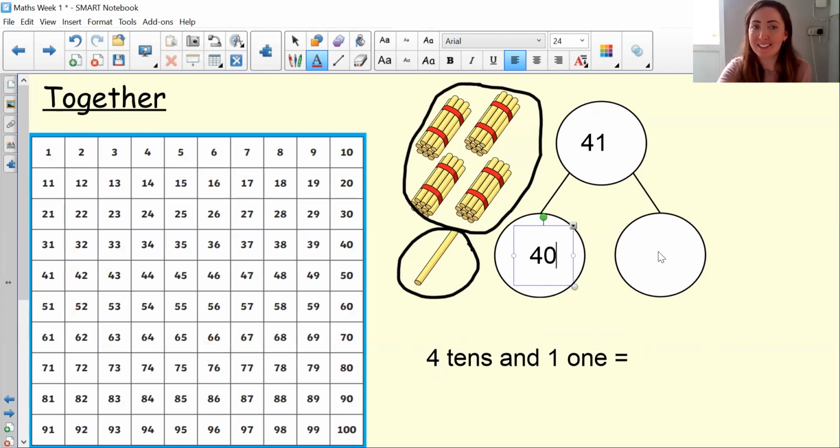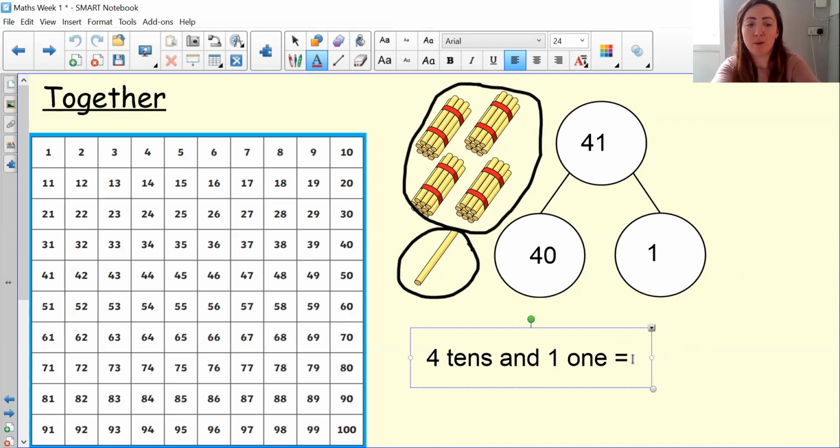And then what's the other part? That's right, 1. So we've partitioned 41 into 4 tens, or 40, and 1. 4 tens and 1 one equals 41.